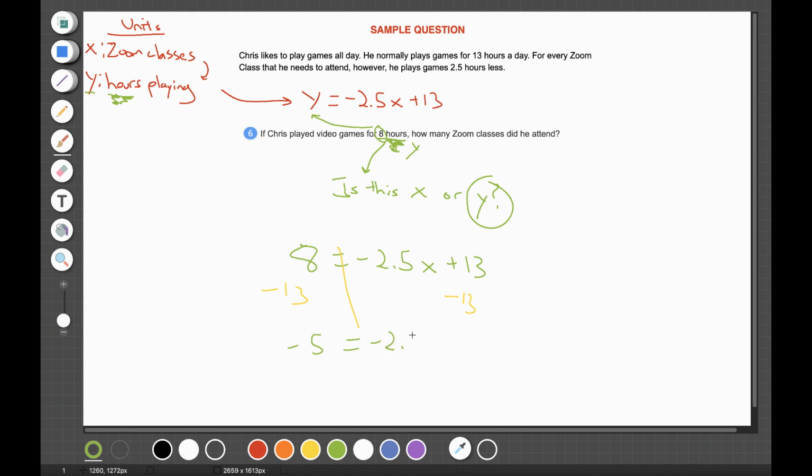equals negative 2.5x. Okay, how do you get rid of that? Negative 2.5, we divide by negative 2.5, don't forget the negative, divide by negative 2.5 on both sides. That cancels out over here. Negative 5 divided by negative 2.5 is actually 2. So x equals 2. 2 what? Well, what's our x? 2 Zoom classes. But I believe your question tells you to only put the number, so just put 2.